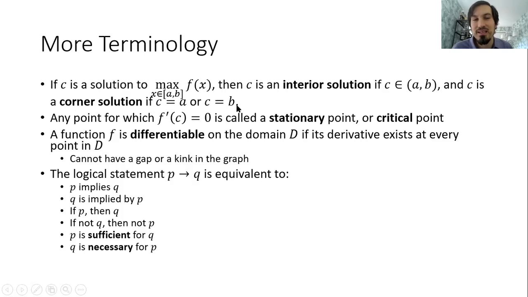You might say, what's the corner? It's just a line, there's no corner. It'll actually make more sense when you start talking in multiple variables, maybe, this term corner solution. Although it makes sense now. It's the corner of the interval, I guess.